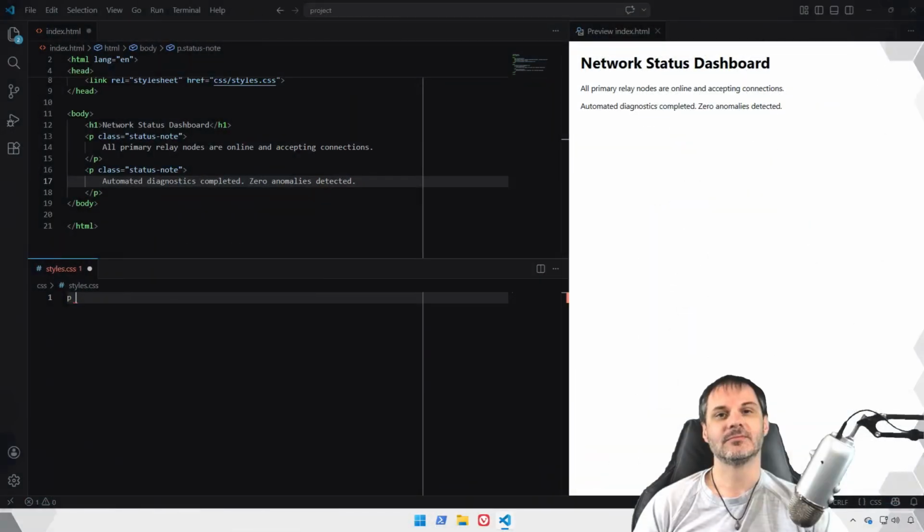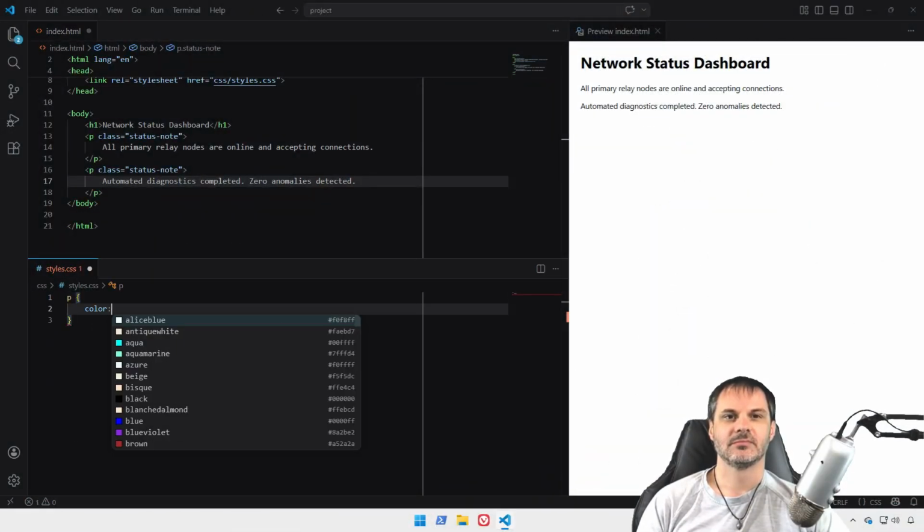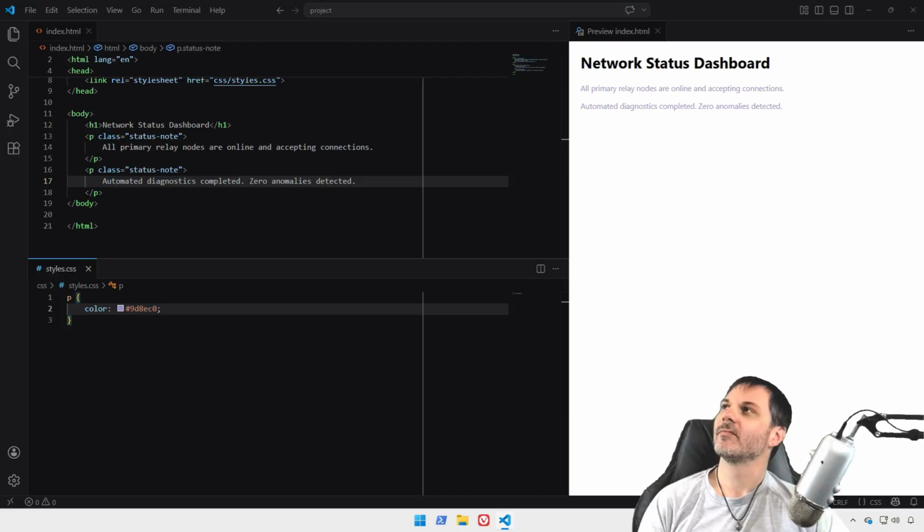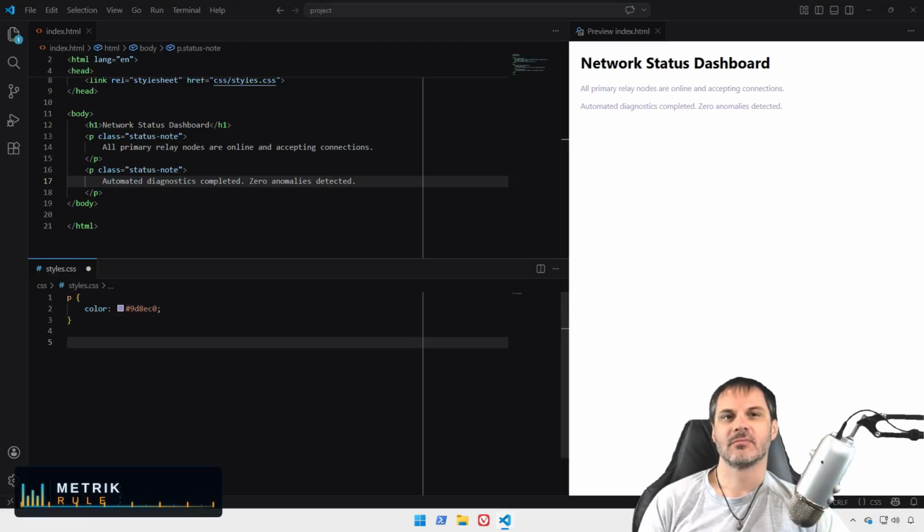Okay, I want to style a page, something I am actually building, a network status dashboard. Good. Start with the HTML. Keep it simple for now. Alright, I want the status notes in a muted purple. Easy enough. Good, both paragraphs are purple.